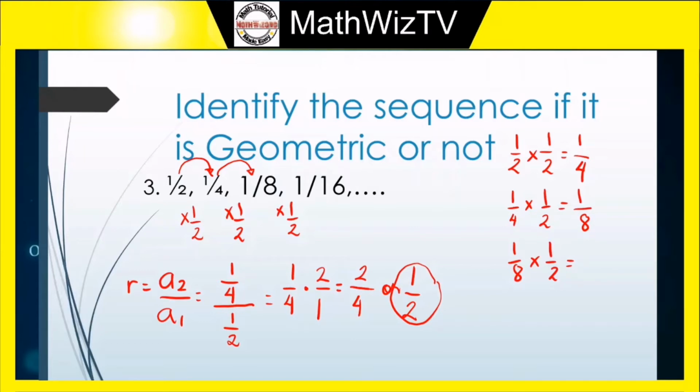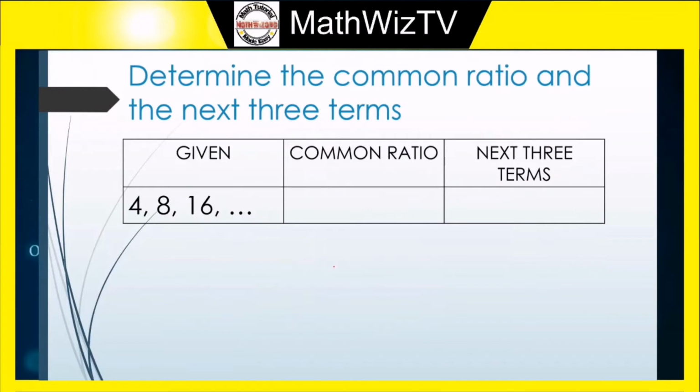So again, 1 times 1 is equal to 1. 8 times 2 is equal to 16. So therefore, our answer should be 1 over 16. And as we check, the answer is 1 over 16. Therefore, we can say that this one is an example of a geometric sequence. Now let us proceed with the next example.